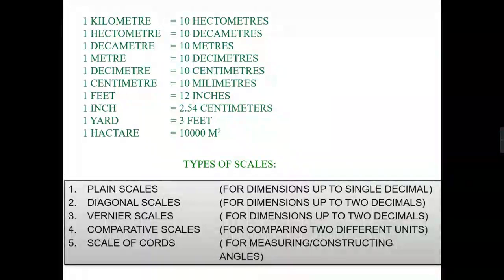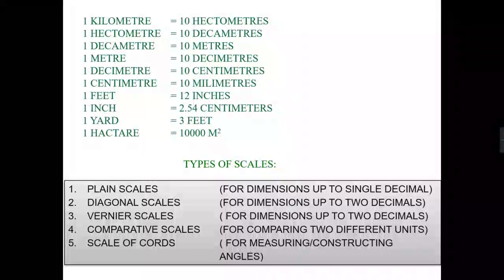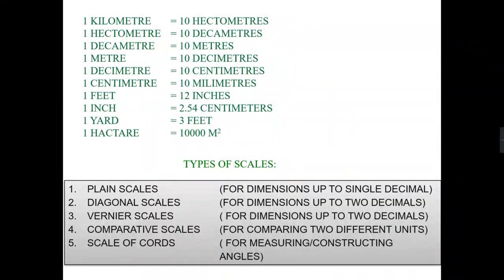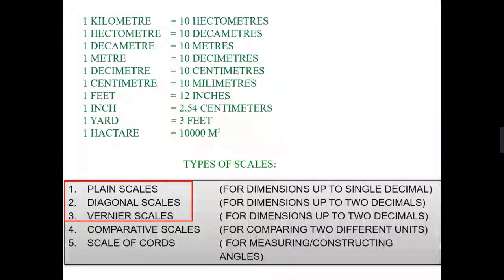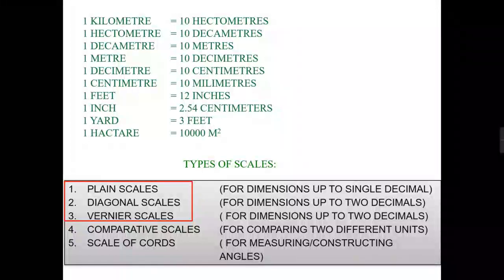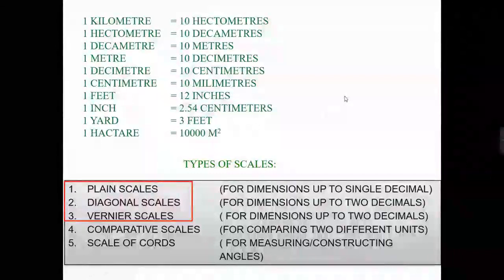And the fourth one is comparative scales. It is used to compare 2 different units. And the last one is a scale of chords for measuring angles. Okay, so these 3, plane scale, diagonal scale and vernier scale, are in the course, and the other 2, comparative scale and scale of chords, are not in our course. So now we will start with the plane scales.